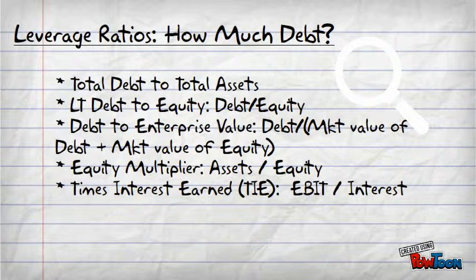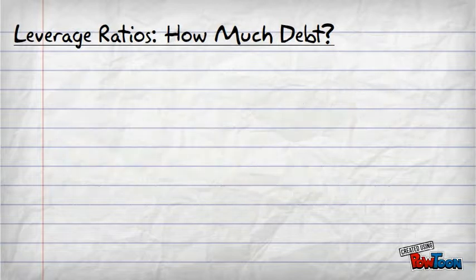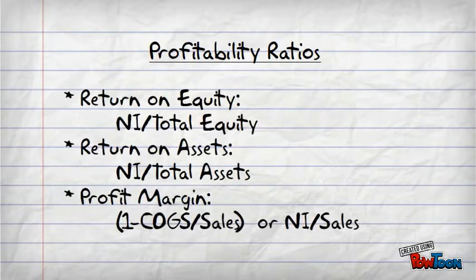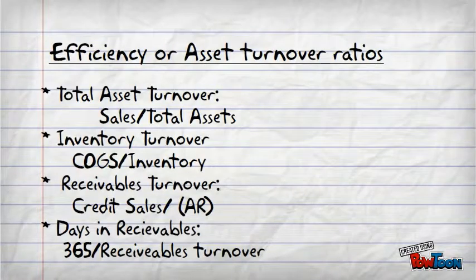Leverage ratios look at the capital structure of a firm. How much debt does it have? Total debt to assets, debt to equity, debt to enterprise value, equity multiplier, and times interest earned are five of probably the biggest leverage ratios you should be familiar with. Profitability ratios: how profitable is a firm? Net income divided by total equity, net income divided by total assets, or profit margin, net income divided by sales, all look at how much we make for what we're selling.